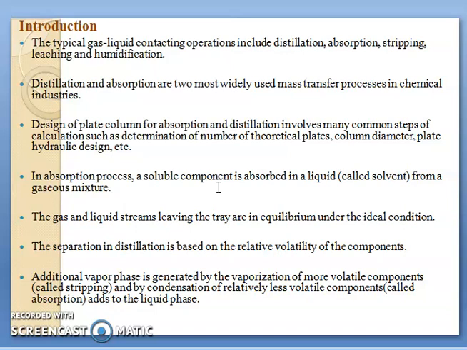In absorption process, a soluble component is absorbed in liquid solvent from a gaseous mixture. The gas and liquid streams leaving the tray are in equilibrium under the ideal conditions. The separation in distillation is based on the relative volatilities of the components. Additional vapor phase is generated by the vaporization of more volatile components, that is called stripping, and condensation of relatively less volatile component, called absorption, adds to the liquid phase.